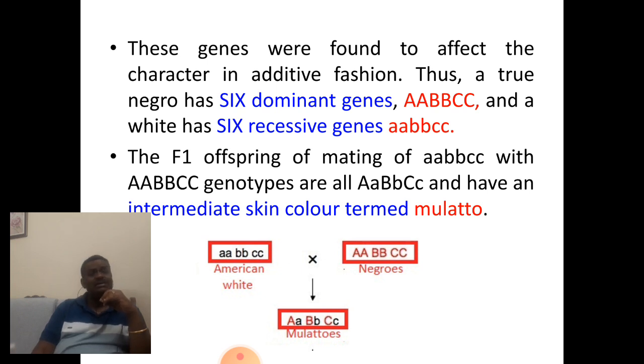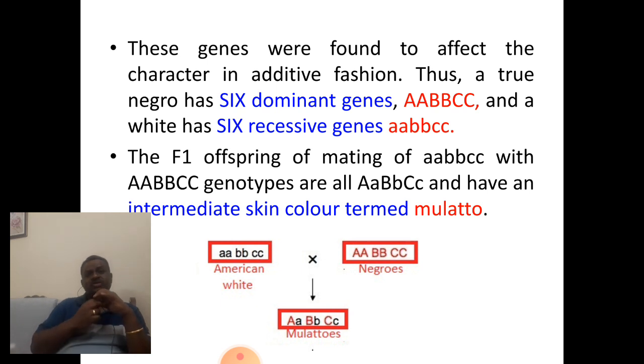So these 6 alleles, if they are in the dominant condition, such as capital A for the A gene, capital B for the B gene, capital C, capital C for the C gene, if all 3 genes have 6 dominant alleles, they control the character of dark complexion of the skin.